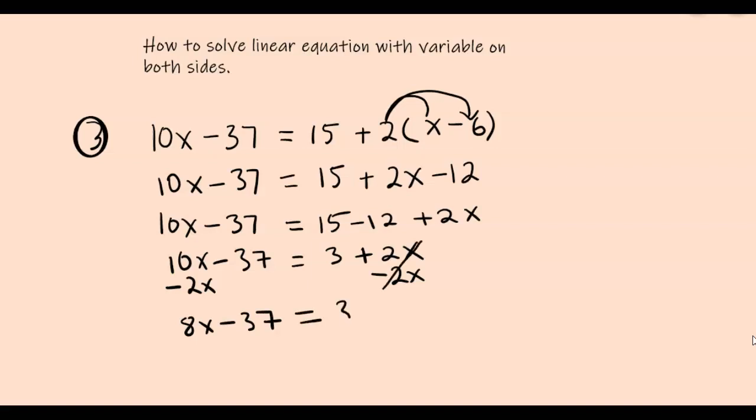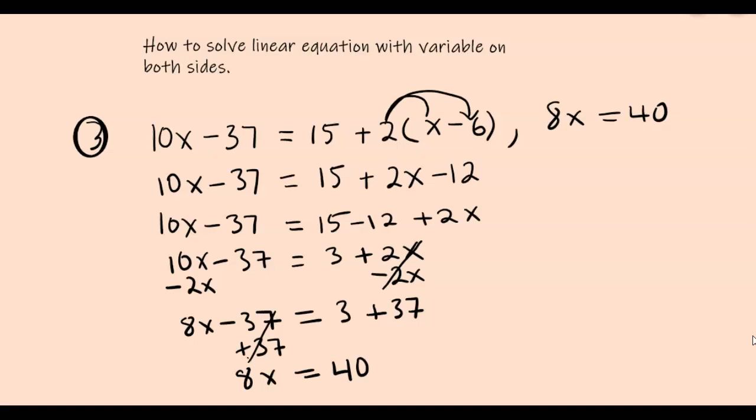This is gone, got 3. Now we have to take the -37 over here because they are of the same class, so we will add 37 here and we will add 37 here. It's no more. We got our 8x is equal to 40. And we will bring it over here. We got our 8x is equal to 40.